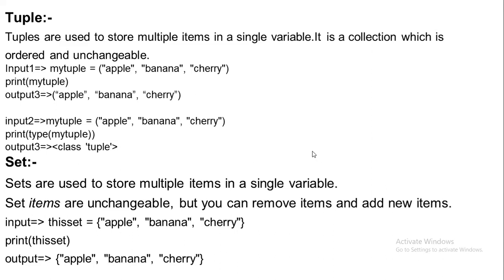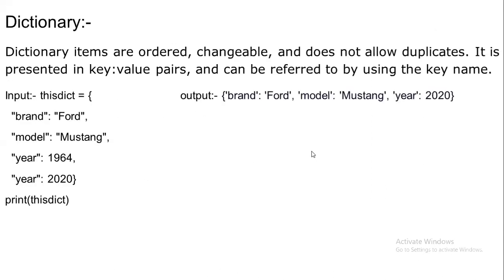Unchangeable, fine. So set is another type of variable, another data type you can say, where multiple data can be stored. But here items are unchangeable, though you can remove items and add new items. Fine. So just keep this in mind, because it will be required.